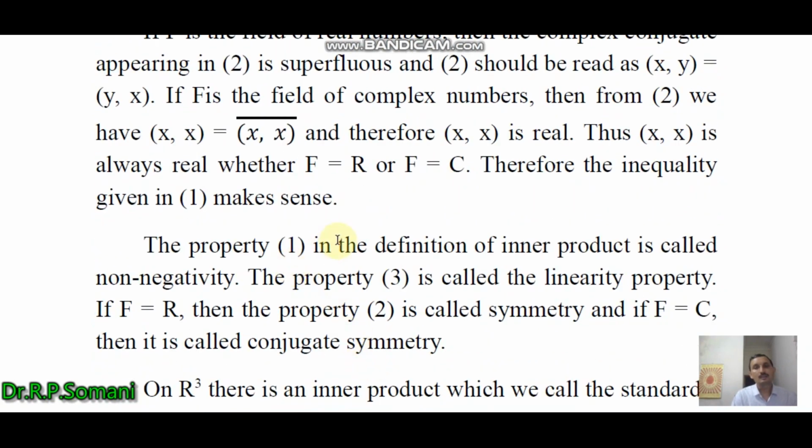Property 1 in the definition of inner product is called non-negativity. The third property is called the linearity property. If F equals R, then property 2 is called symmetry, and if F equals C, then the second property is called conjugate symmetry.